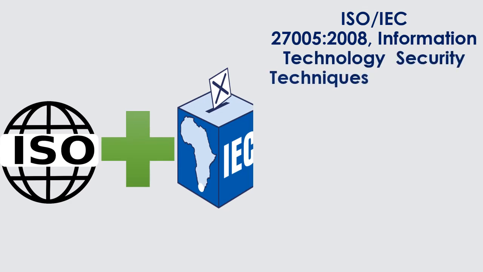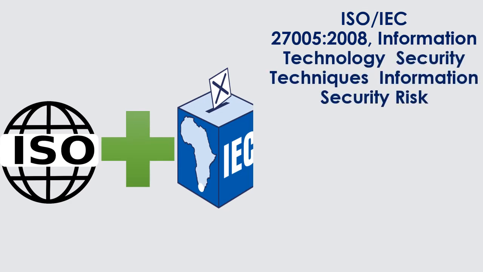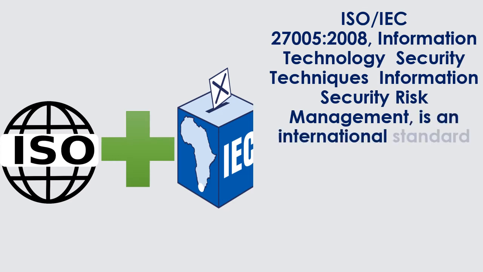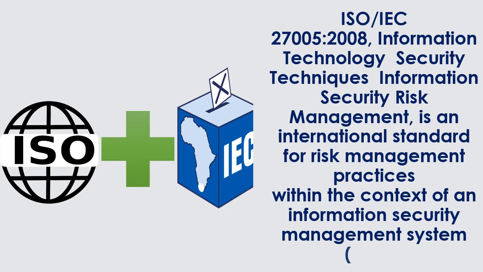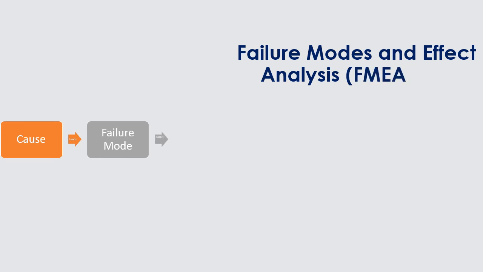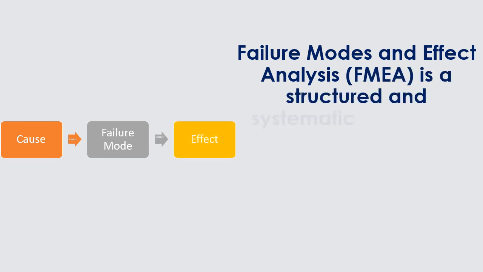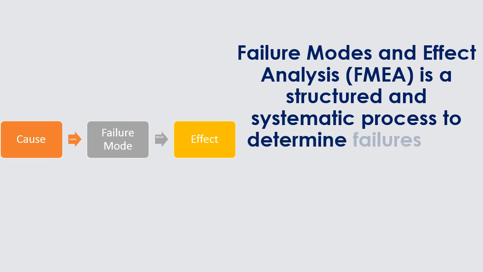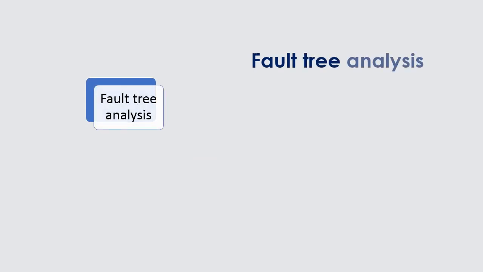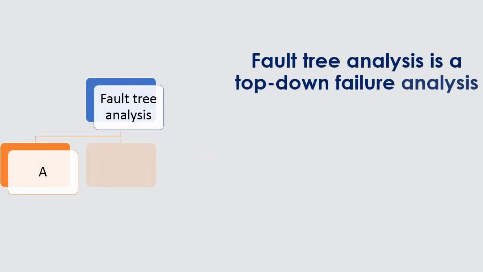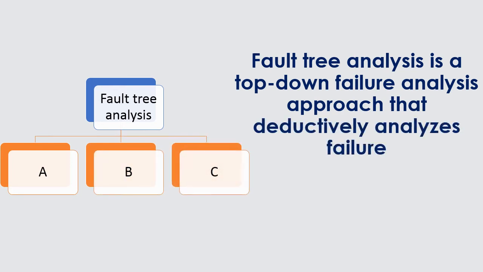ISO/IEC 27005, Information Technology, Security Techniques, Information Security Risk Management. It is an international standard for risk management practices within the context of an information security management system. Failure modes and effect analysis is a structured and systematic process to determine failures and the effects of those failures. Fault tree analysis is a top-down failure analysis approach that deductively analyzes failure events in a system.